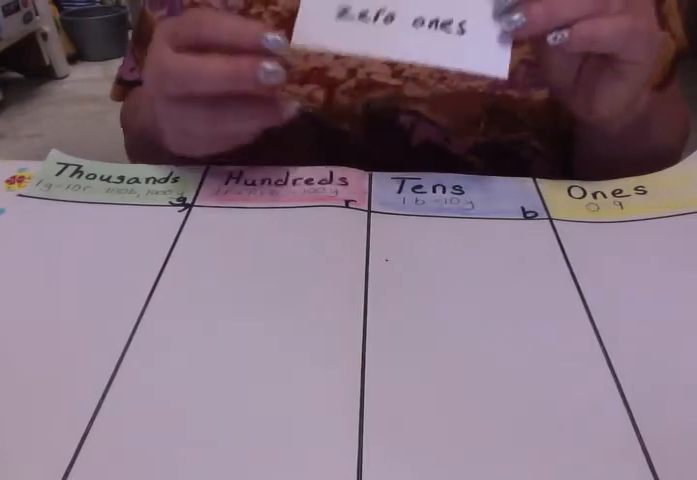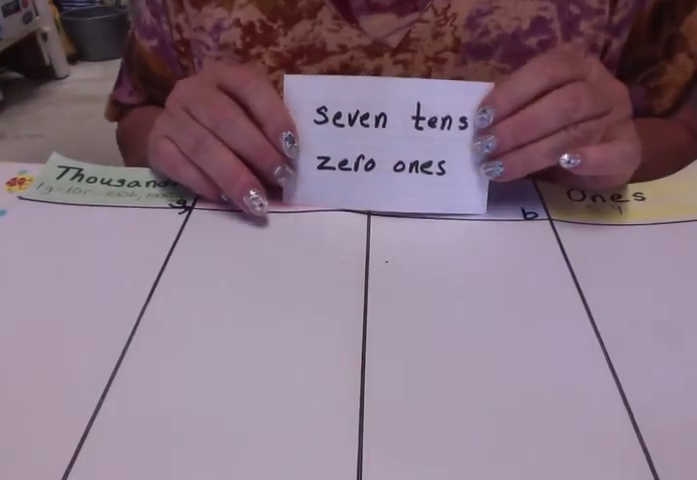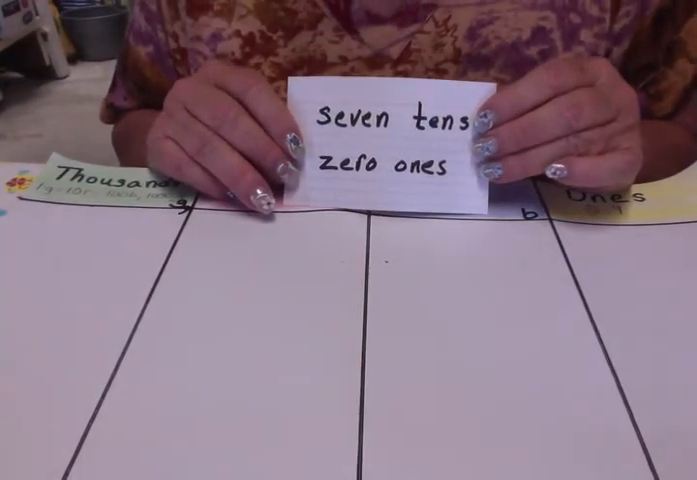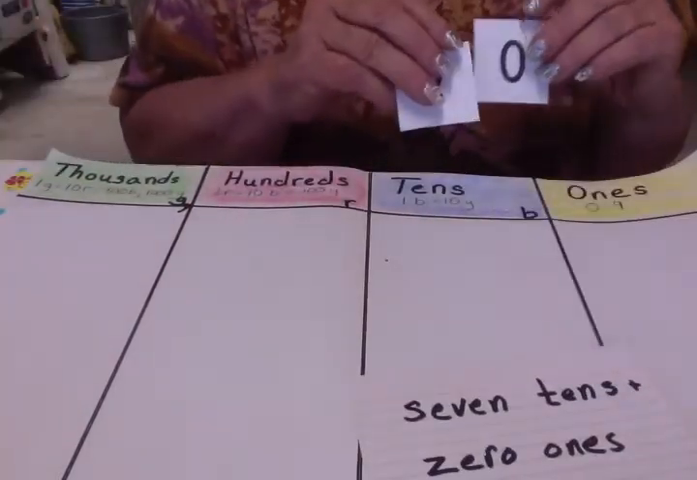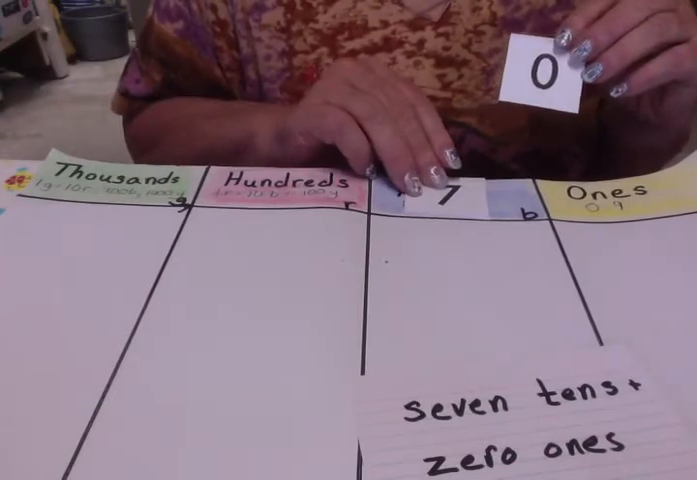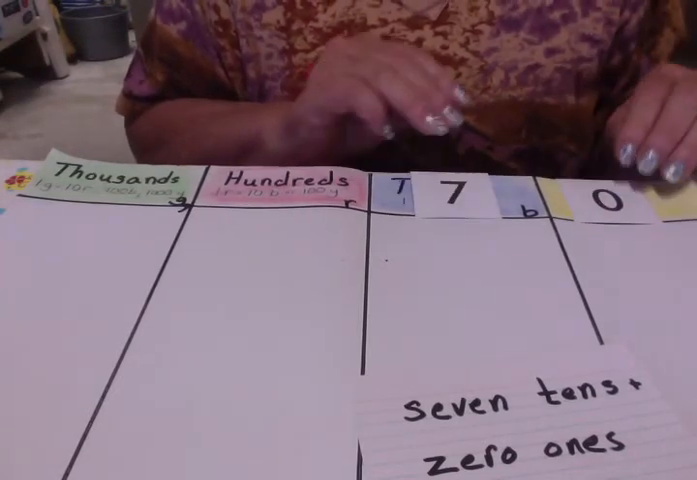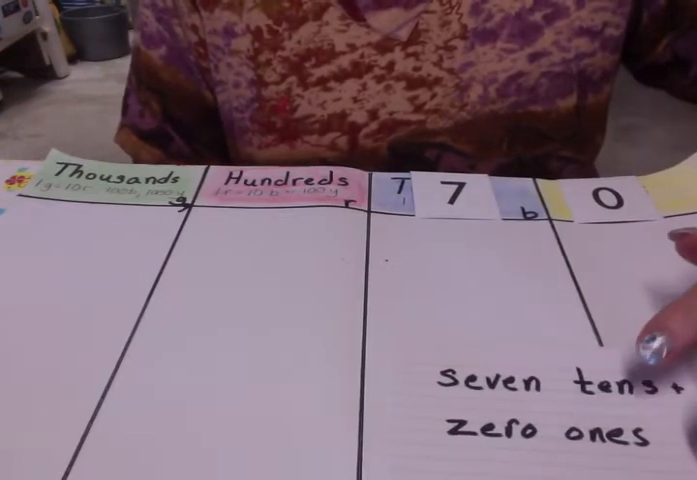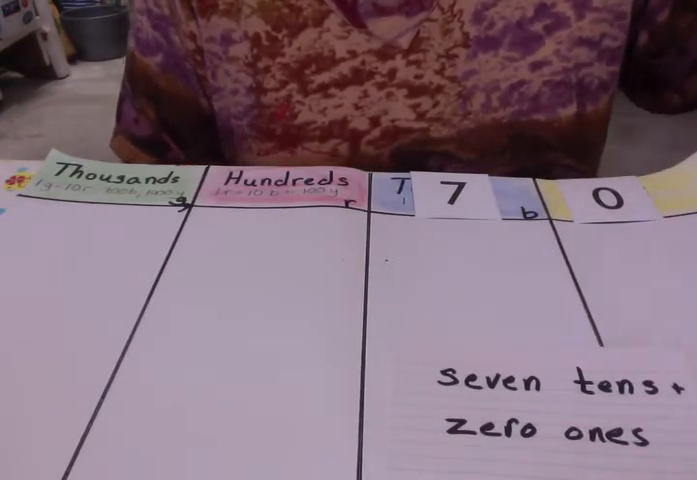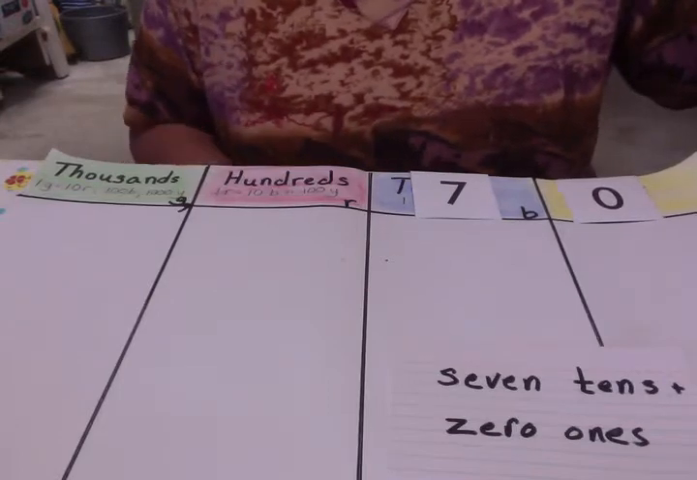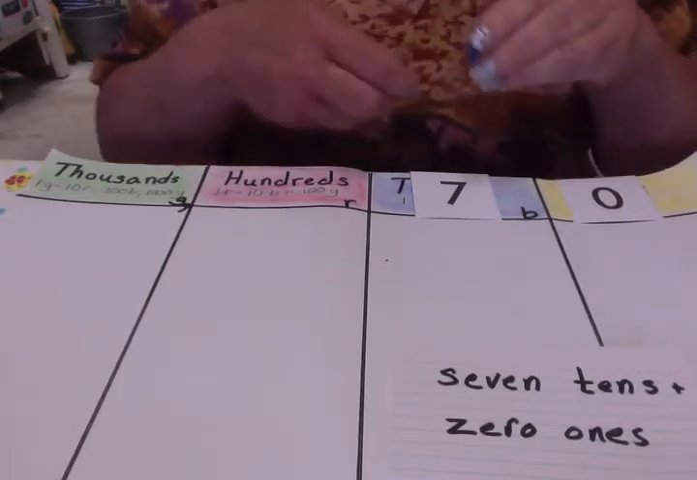And this one is 7 tens, 0 ones. Go ahead and put it on your board. First of all, I'm going to put my numbers up here, 7 and 0. And now I'm going to put the chips up. You should have yours already on the board. Let's see if we match.